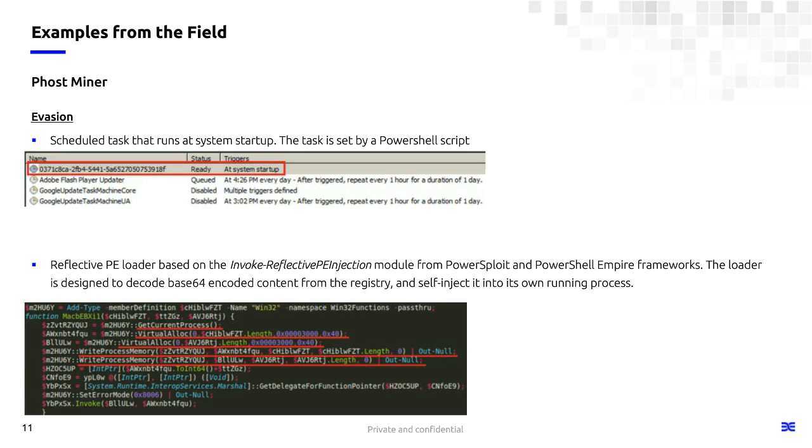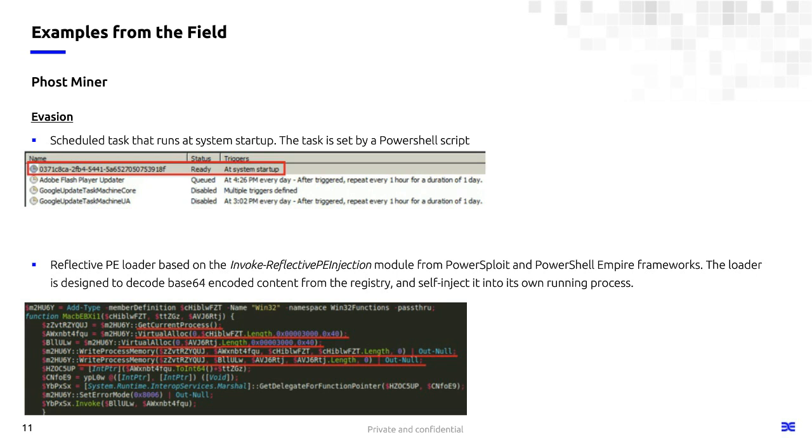And then the malware also has in PowerShell a reflective PE loader, which allows it to load PE into memory, and this is based on PowerSploit and PowerShell Empire frameworks. What this does is decode base64 encoded content, which is present in the registry. This was also put in the registry by the miner. And then it is injected into running processes.